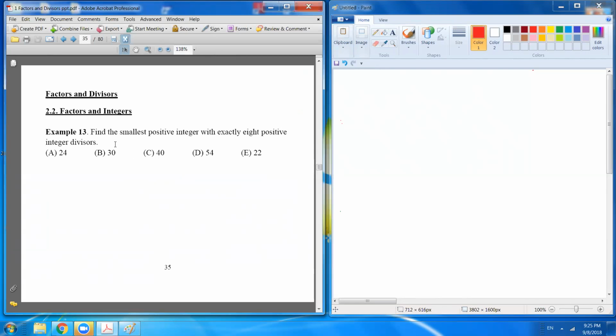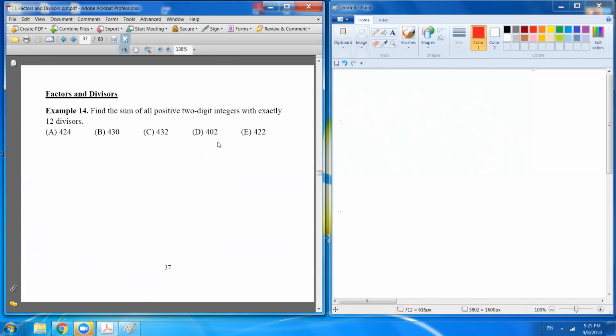And see this one. Find the smallest positive integer with exactly 8 positive integer divisors, right? And also take a look at this one. How many 2s to get 12? Okay, I have no time to talk about this. This is a little bit not that hard. I leave that to you.